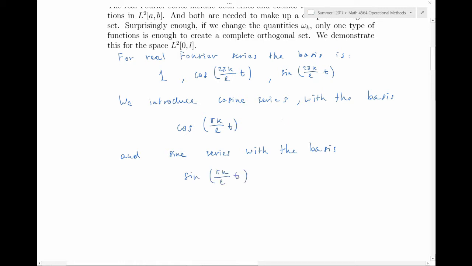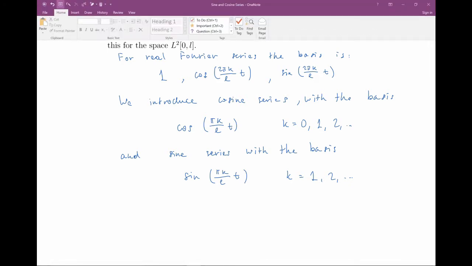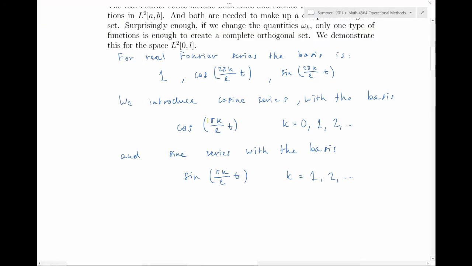For the cosine basis, k starts at 0 and includes every integer after that. For the sine series, k starts at 1 and goes through all integers after that. So how does that happen? Previously we needed both cosine and sine to make up a complete basis, and now we can get away with just a cosine or just a sine. The big difference is the frequencies at which these functions are oscillating. We're including twice as many frequencies in the sine or cosine series.